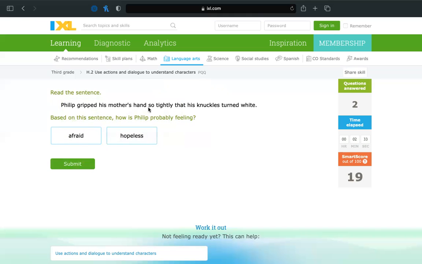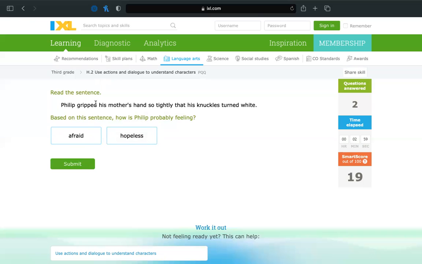Philip gripped his mother's hand so tightly that his knuckles turned white. All right, so is he afraid? Is he really scared? Maybe he's going through a little bit of a shock, so his body is all tensed up. Or is he hopeless? He's feeling like things aren't going to go well. He's feeling like he's lost, maybe feeling unsure. Well, let's pay attention and see what Philip does.